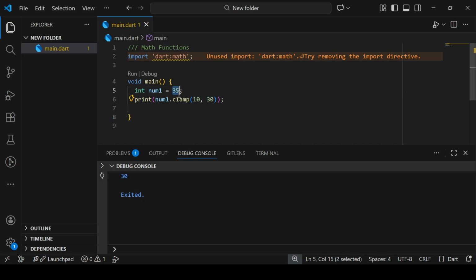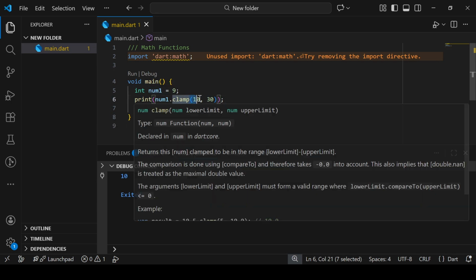Okay, if I write here 9, so here you can see the 10 is printed. Okay, if this x number is between these limits, then this method does not print this one or this one, it prints this number. So it is also a useful thing. I just want to clear this concept of clamp here.